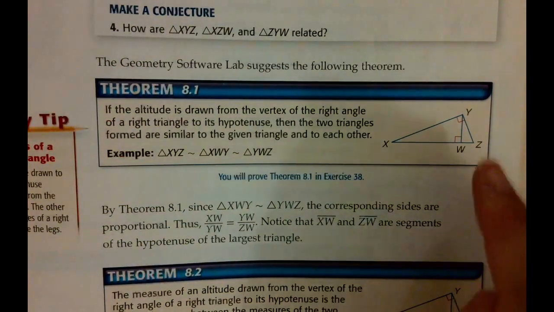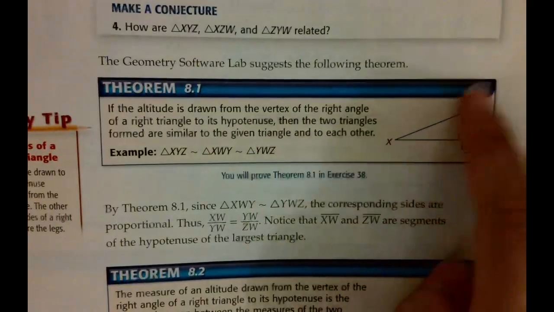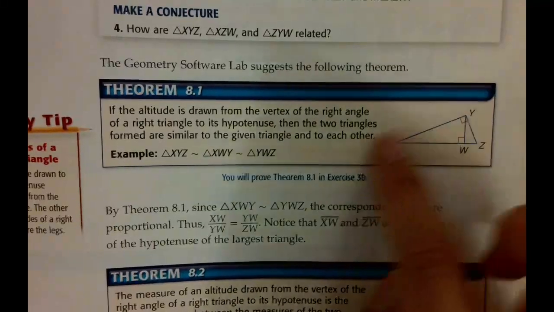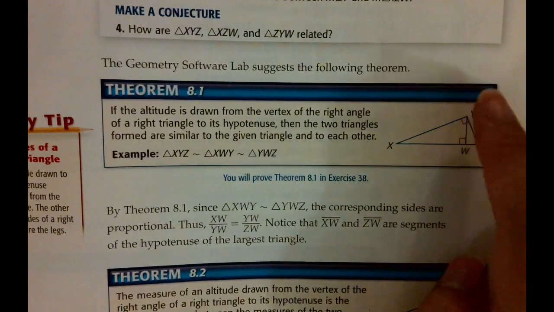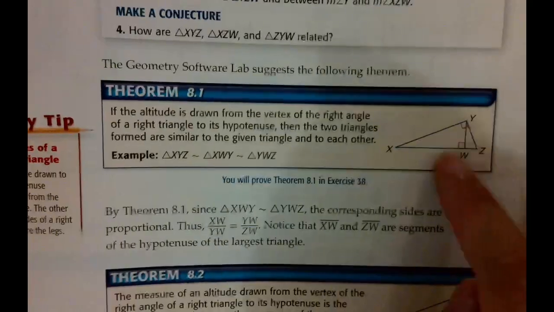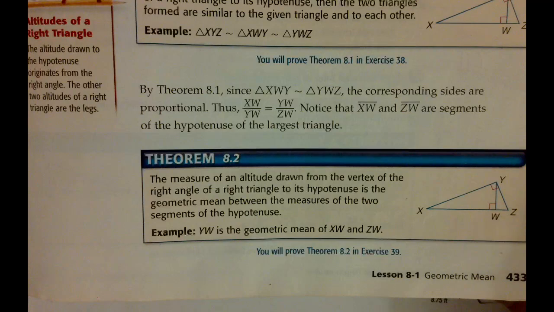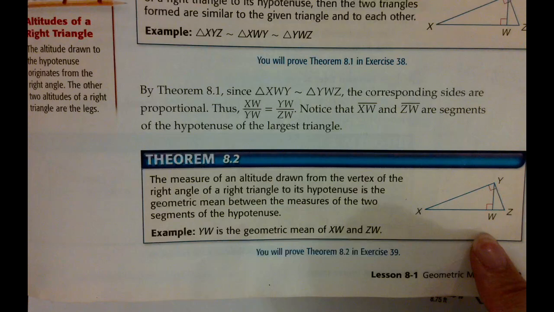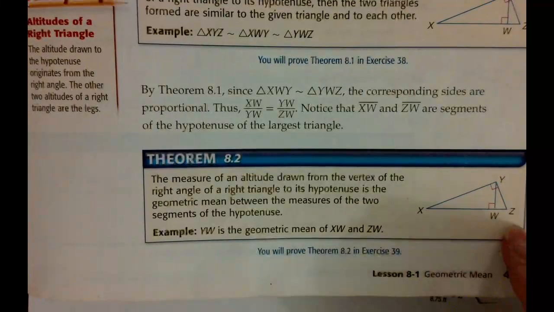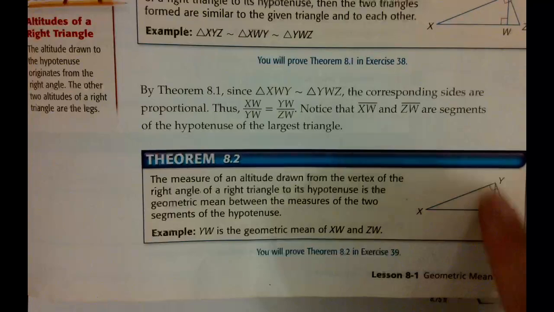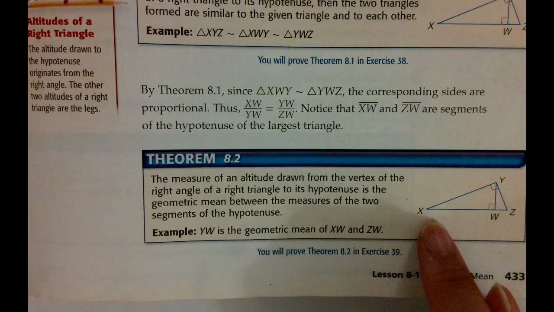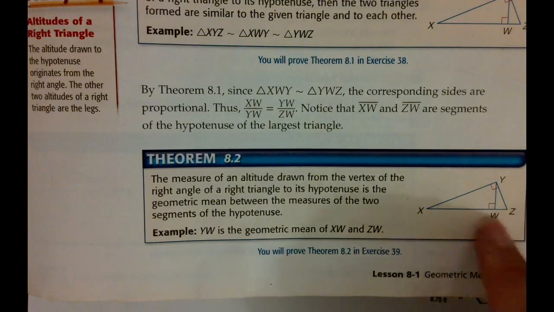So triangle XYZ, the original here, is similar to XWY, which is similar to YWZ. And the measure of the altitude drawn from the vertex of the right angle to the hypotenuse is the geometric mean between the measures of the two segments of the hypotenuse. So YW, this altitude, is the geometric mean of the segments it just split the hypotenuse into, XW and ZW here.